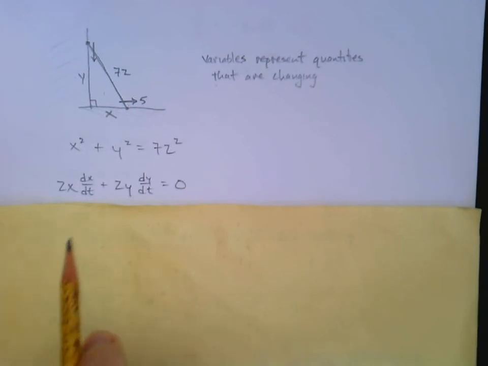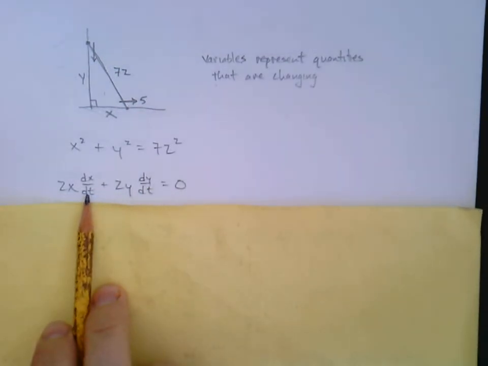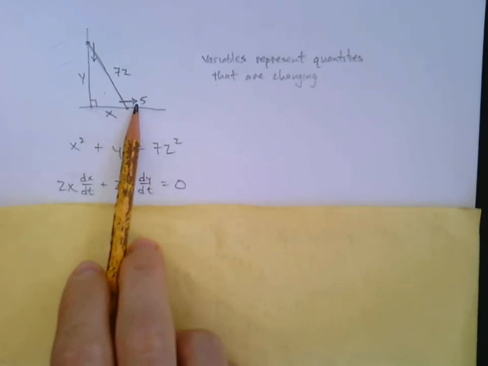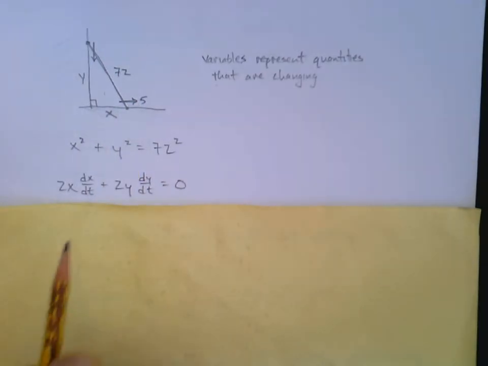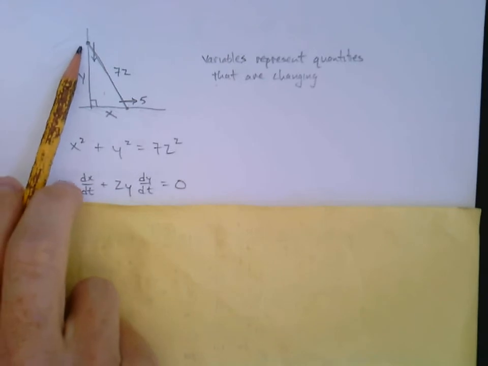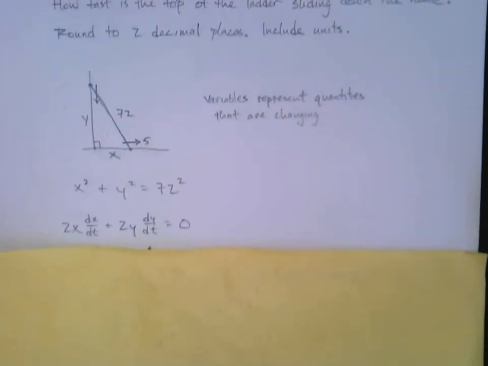We now have our related rates equation. dx over dt, this is how fast x is changing. And they actually told us that, how fast that's changing at the beginning. dy over dt, that's how fast the y value is changing. Okay. At this point, I'm actually going to slide this back down.